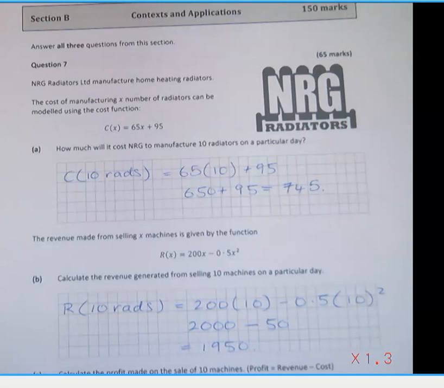So your cost of 10 was equal to 65 times 10 plus 95. So you're getting 650 plus 95, which gives you 745.